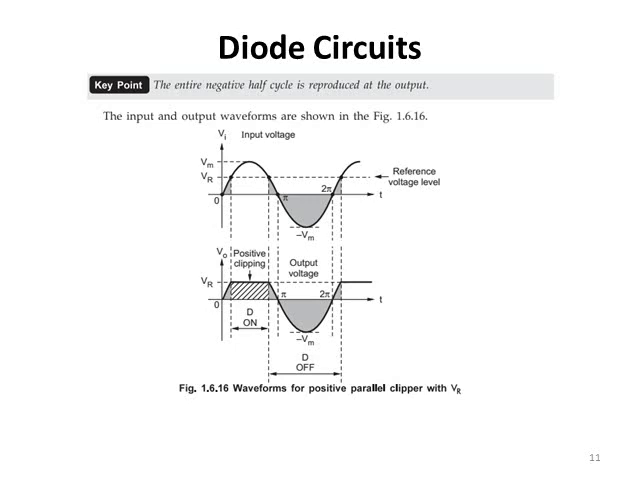So the input and output waveforms are shown here. A part of the input signal is getting clipped off. The voltage level above Vr, when the input voltage is above Vr, is getting clipped off. So this is the positive clipping region. The negative half cycle is anyway going to appear across the output.